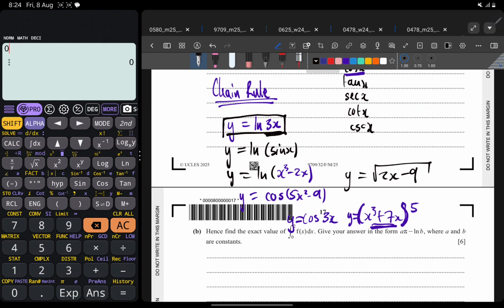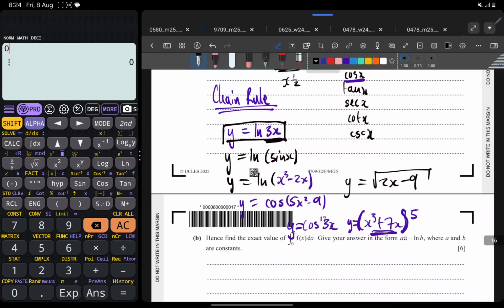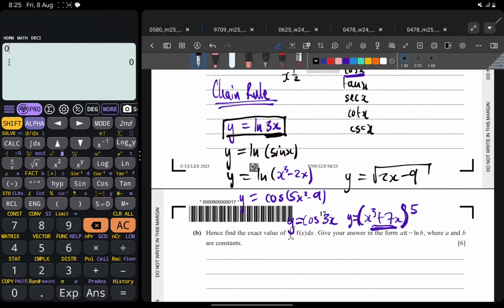You may say to me, no, I saw you put square root on something and you did not call that a composite function. I'll say, I put square root on one thing, and this will change to be x to the power half. But when you have square root on the whole thing, that's now y is equal to 2x minus 9 all to the power half. That's now a composite function, and that makes you need the chain rule.